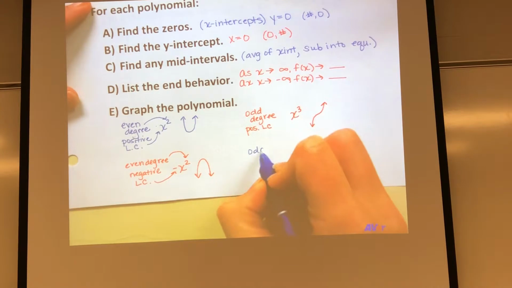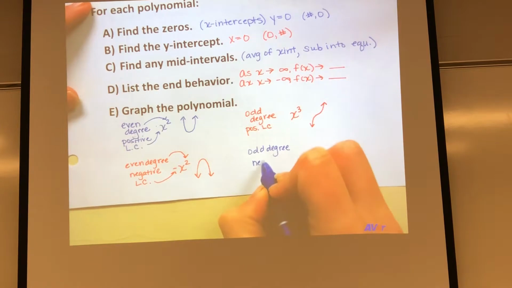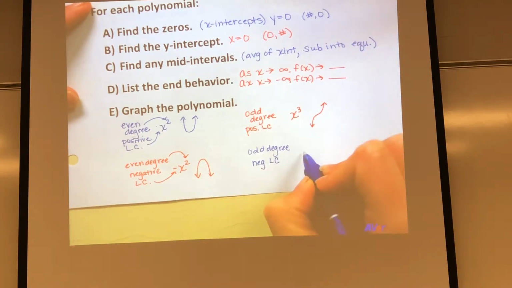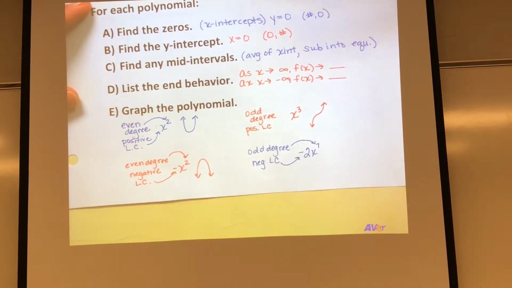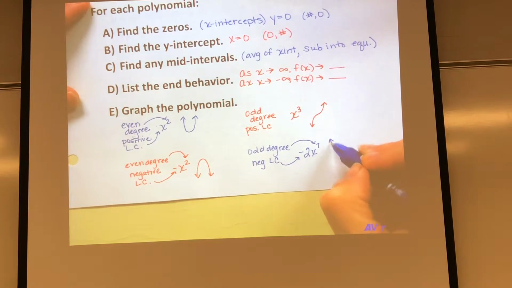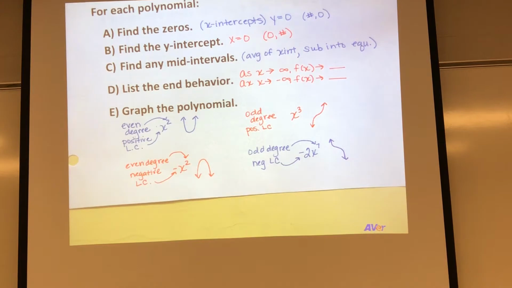Or we might have an odd degree with a negative leading coefficient. Let's really mix it up this time. How about negative 2x to the 7th? So do you see how the degree is odd, but the leading coefficient's negative? This one, it still has that squiggle, but it starts high and it goes low. Every single polynomial is going to be one of those 4 shapes. So it's important to know that before you start to try to graph it. Which one of those shapes is it going to be?